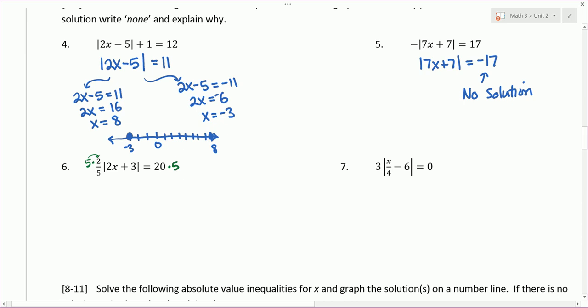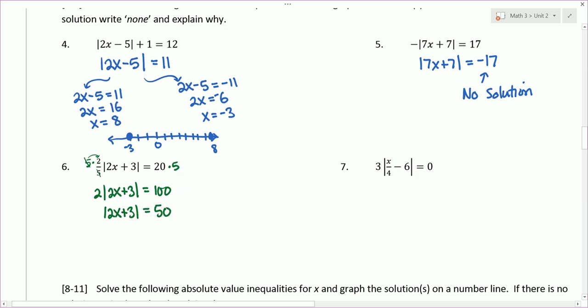Well, 5 times 2 is 10. 10 divided by 5 is 2. So often people just cancel these 5's out and write that 2. So we got 2 times the absolute value of 2x plus 3 is equal to 20 times 5, which is 100. Then we can divide both sides by 2. And then split this up.